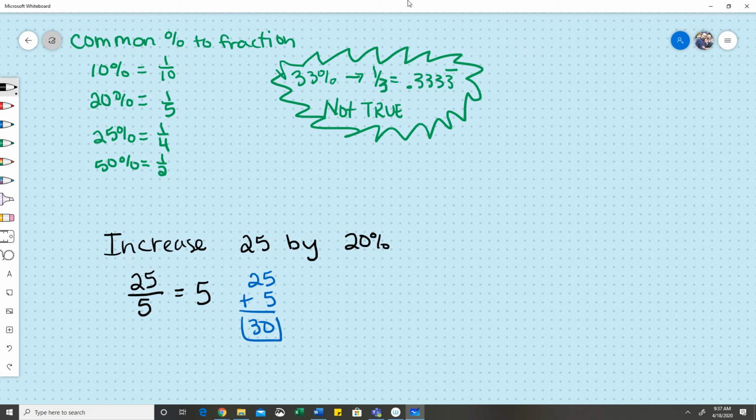Okay. How about if I want to decrease, let's say 100 by 33%. Okay. So remember, increase means that we're adding, we're going to go up. Decrease means that we're subtracting, and we're going to go down. Okay. So decrease by 33%. I'm going to take my 100. Since I do not have an equivalent fraction for 33, I'm going to have to multiply by 0.33.